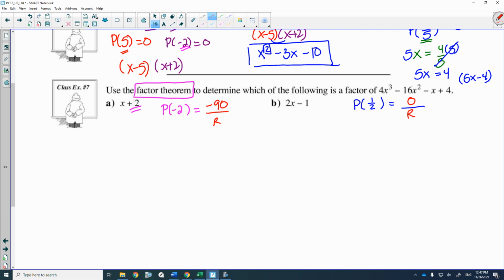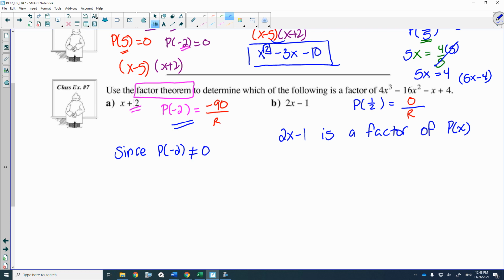So the question again was, using the factor theorem, determine which of the following is a factor of this polynomial. The factor is the one with the remainder of 0. So 2x minus 1 is a factor of the polynomial. That means that 1/2 is an x-intercept, this one right here. Since p of negative 2 was not equal to 0, right? It gave us a remainder of negative 90.